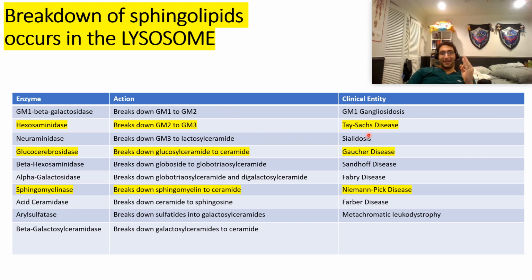Why? Because I'm sure most of you have heard of Tay-Sachs. It is a very common mutation in the Ashkenazi Jewish population. 1 in 30 are carriers. Almost everyone with that ancestry gets screened for this. All right. The other diseases tend to be a lot of autosomal recessive diseases tend to travel in Ashkenazi Jewish families and a couple other specific ethnic groups. But the big one you have to know is Tay-Sachs.